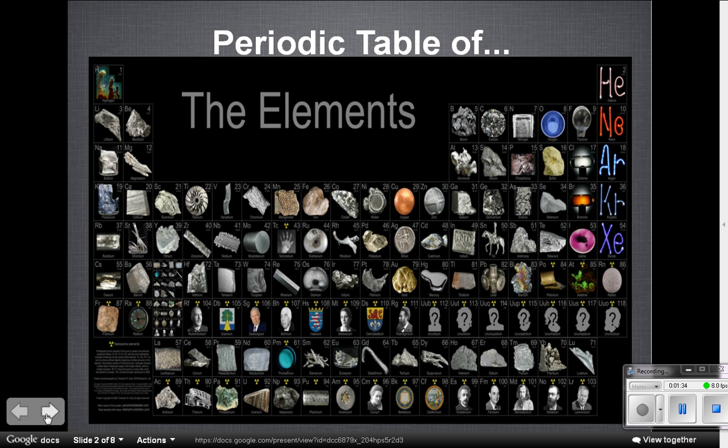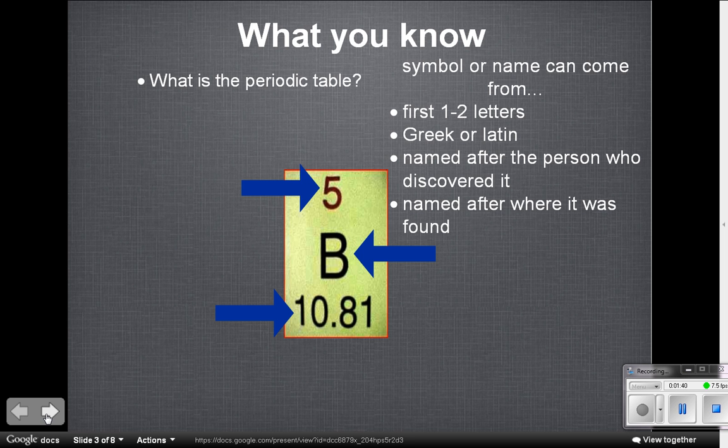And the periodic table, basically, we need to know what can we learn from it. So the periodic table has all the elements, but it just has a symbol. The symbol is the first one or two letters, or sometimes the symbol is taken from the Greek or the Latin, such as like lead. It doesn't really have the first two letters. So sometimes the name is taken from the person who discovered it, such as Einsteinium, or it can also be named after where it was found.